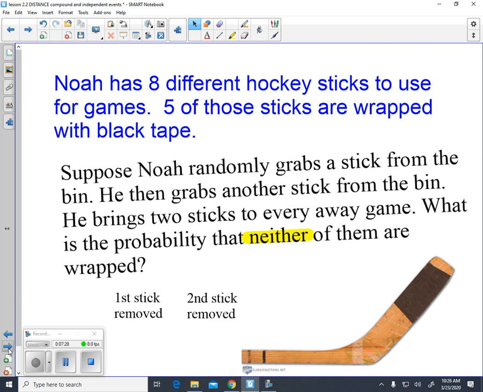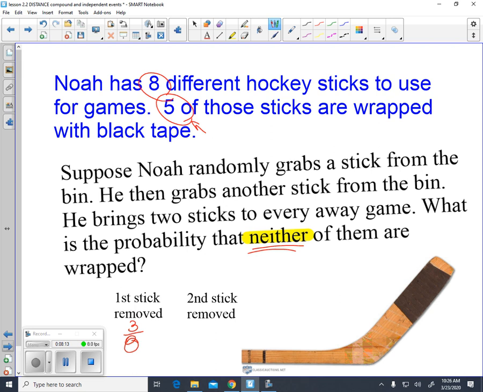Well, when you do your calculations now, even though it's a compound event, because he picks 2 sticks, do 1 at a time. So let's just do the first stick. There's 8 different sticks in the bin, and 5 of those are wrapped with black tape. So what is the probability that he does not get a stick wrapped in tape? If 5 of them are wrapped in tape, that means 3 out of the 8 are not. So he's got a 3 out of 8 chance of getting a stick that does not have tape on it.